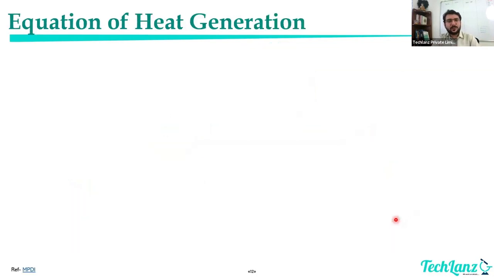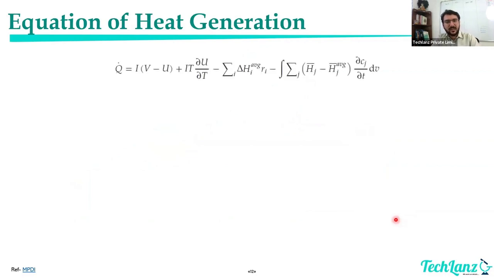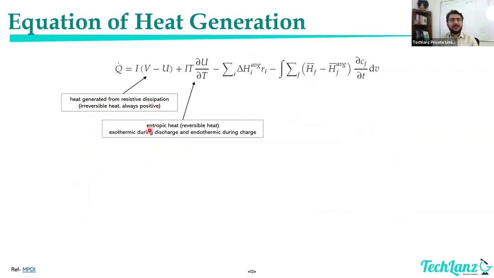Let's see from an equation point of view, right? What are the equations which govern this? The typical equation for heat generation in a continuum process is denoted by this particular equation. So what are these terms? First and foremost is the irreversible heat, right, which we talked about. So heat generated from resistive dissipation. This is the first component. Second component is entropic heat. This is reversible heat in nature, which we talked about earlier, right? This is exothermic during discharge and endothermic during charge.